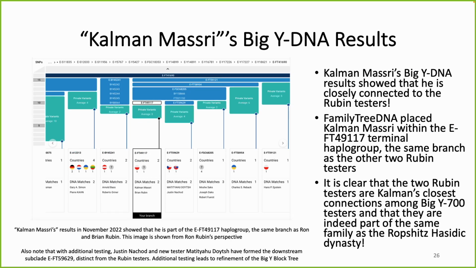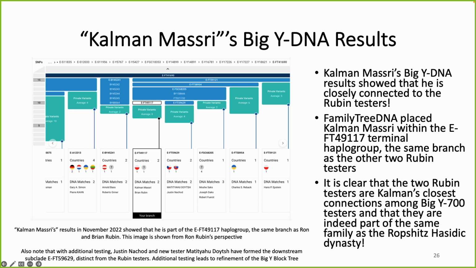All right, so we got his big Y-DNA results just in the last week or two, and guess what? He is very closely connected to the other two Rubin testers. In fact, he became the third known tester in the world to also have the FT49117 mutation, which is the same mutation that the other two Rubins have. And I think this is the most beautiful slide in the presentation. You can see all these different branches of Ashkenazi Jews, and these were two other targeted tests.